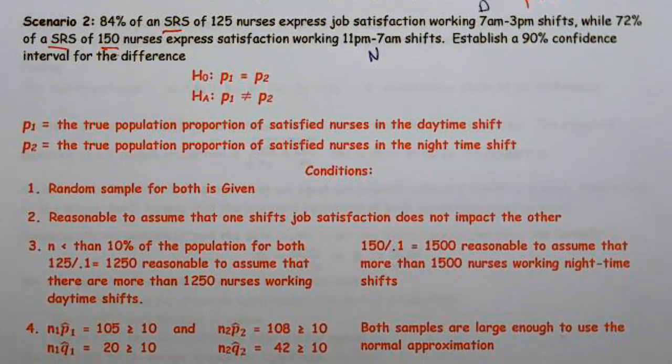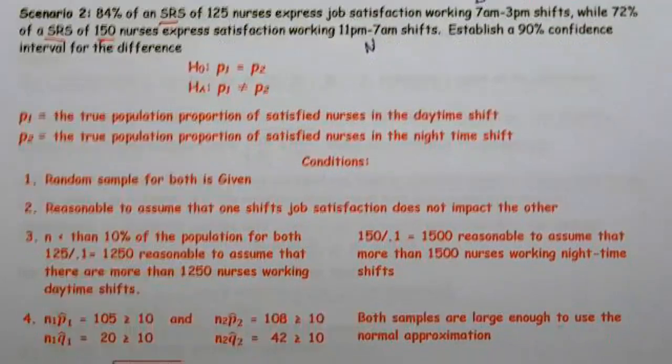1,250 nurses working daytime shifts. I don't know if that's reasonable or not. That seems like a lot, but that's what we have here. Must be a huge staff, but maybe it's multiple hospitals. 150 divided by 0.1 is 1,500. Reasonable to assume that more than 1,500 work the nighttime shifts. Once again, that is a lot of people, but we'll have to assume that that's true.